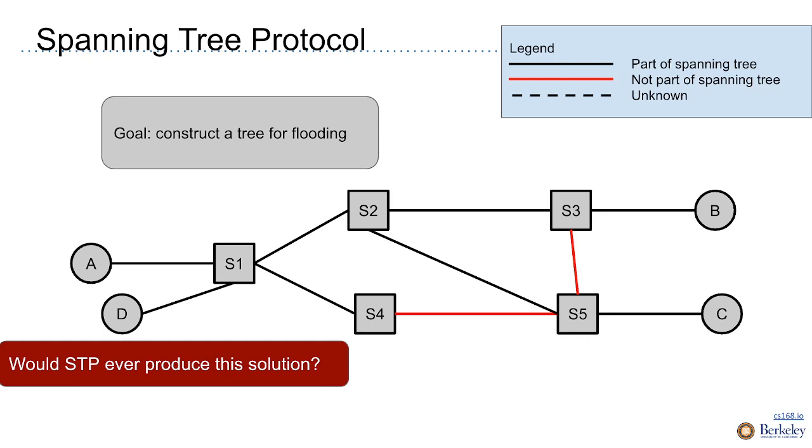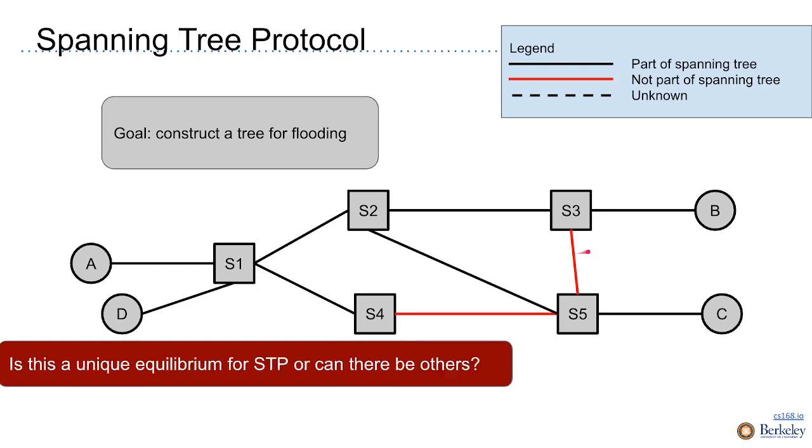Do we all agree? What are the things we are checking? So we check that S1 is a root. We do shortest path to S1, and we break ties with lower IDs. And this is the one that would be produced with the shortest path spanning tree protocol.